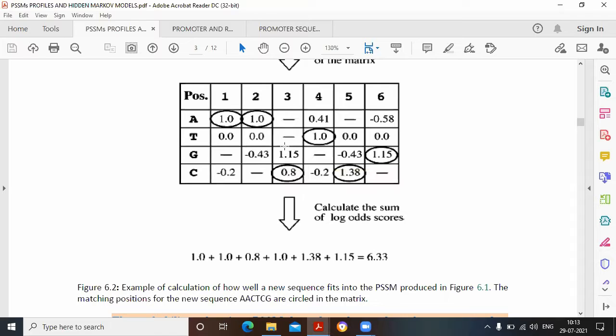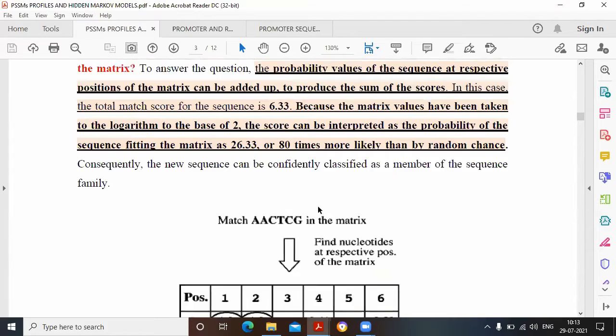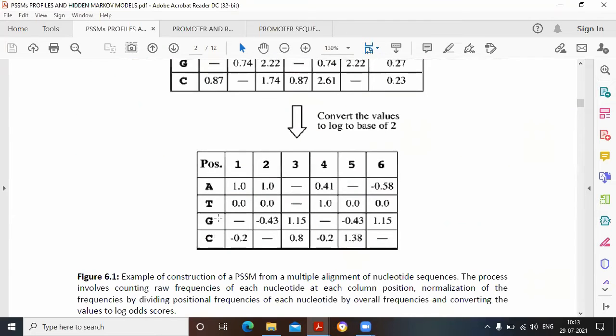So 1.15 we consider here, and you can look at the fourth table, it will be a minus value. A minus value we need to omit, and that's why from this table we are considering 0.8, from the next table 1, from the fifth table 1.38, and from the sixth 1.15. Like that, if we take the summation, we get 6.33. Here also we have considered ATGC.